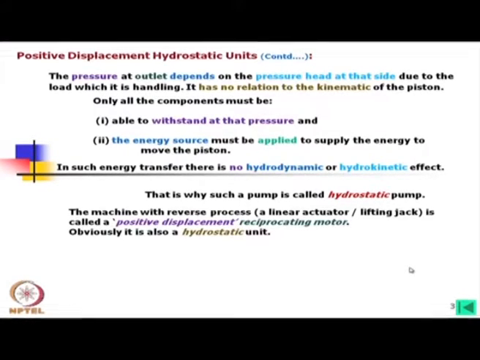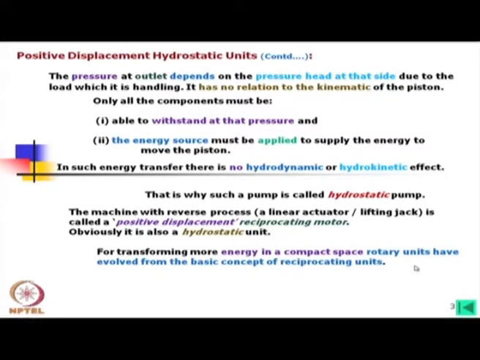Obviously, it is also a hydrostatic unit. That means a linear actuator, which is a reciprocating motor, the hydraulic jack; we should specifically call it a linear motor, a linear actuator. For transforming more energy in a compact space, rotary units have evolved from the basic concept of reciprocating units. This means that in a tube well, only one cylinder is there, so it is reciprocating. Now, if we put a few cylinders together and actuate them with the help of a cam with a time phase, and mix up the output, then we can develop a rotary machine. In fact, rotary machines are like that.